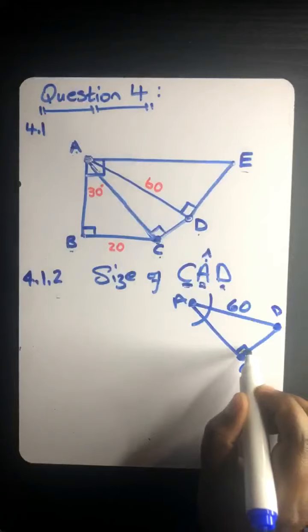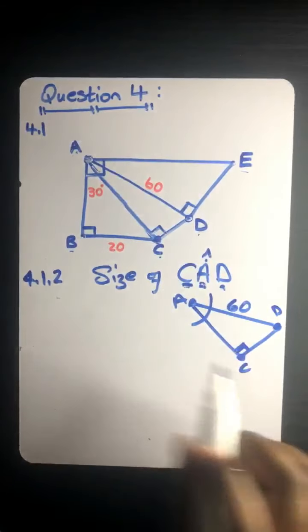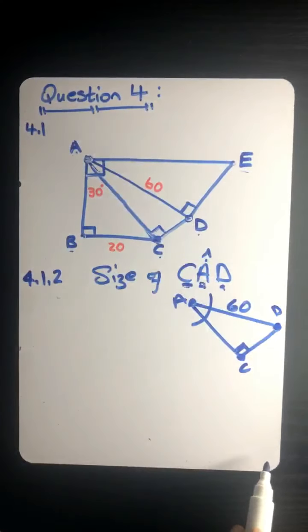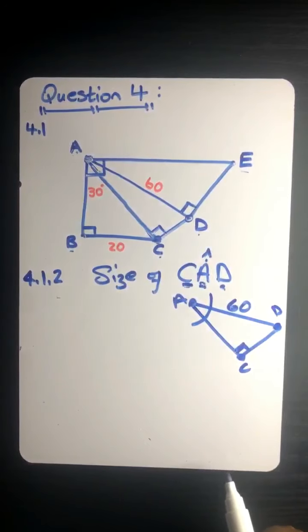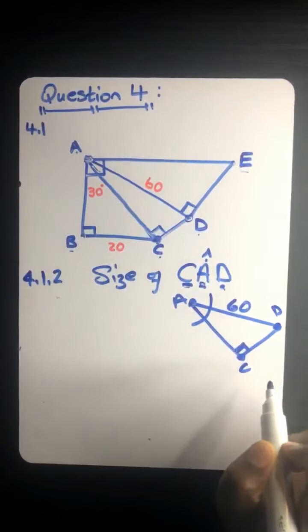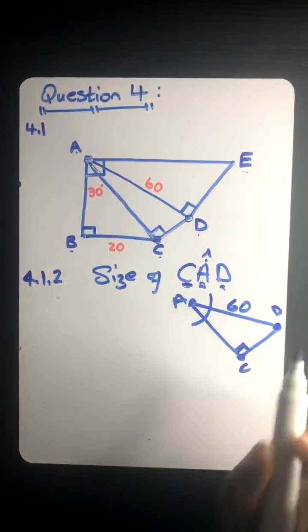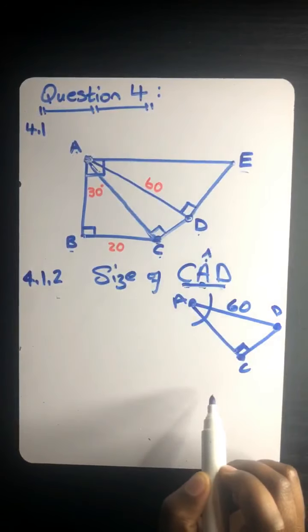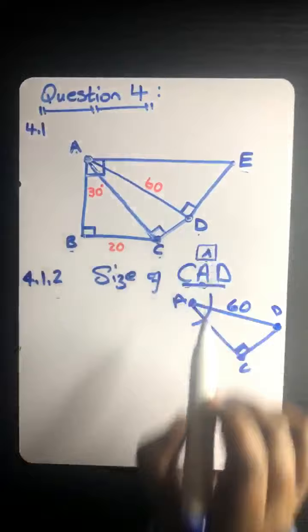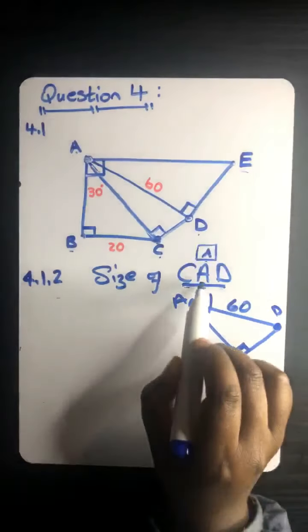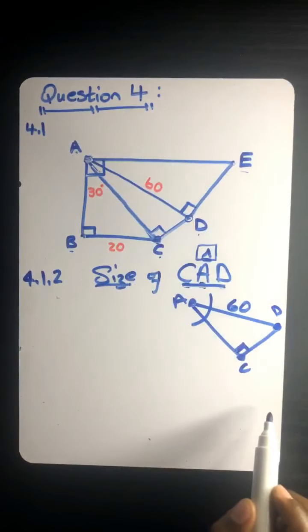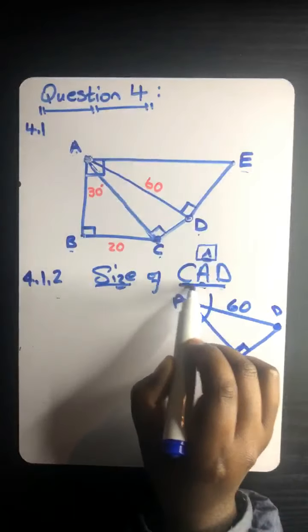So can you see that sign over there, which shows that this is a right angled triangle? Can you see that one, Lisa? Yes, I can see it. Now, if this is written in that manner, if it has that mark there, it means they want you to calculate the size of the angle. So here comes the question: the angle for which triangle? The angle for triangle CAD.